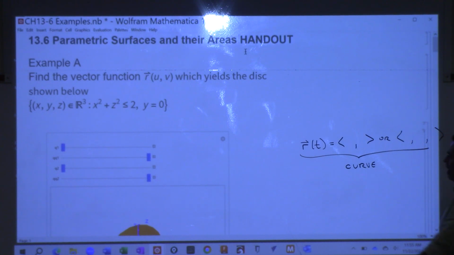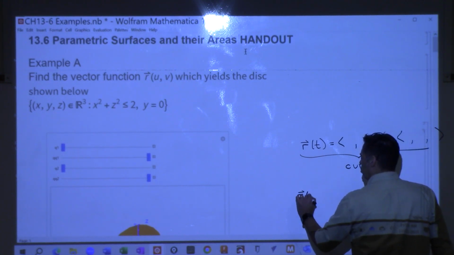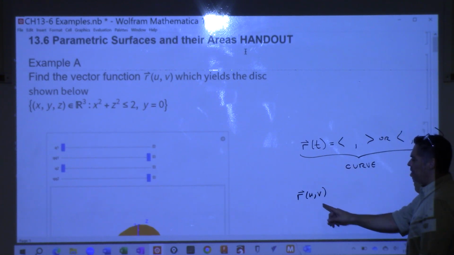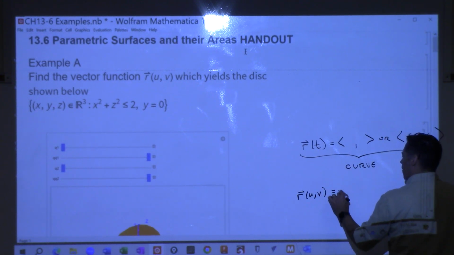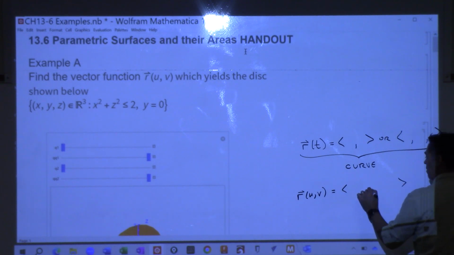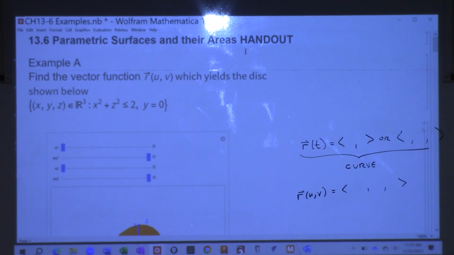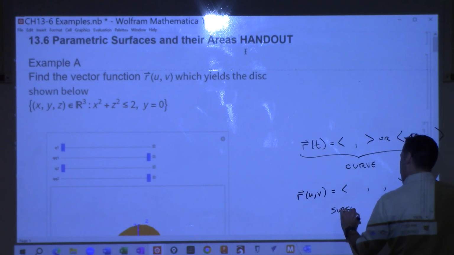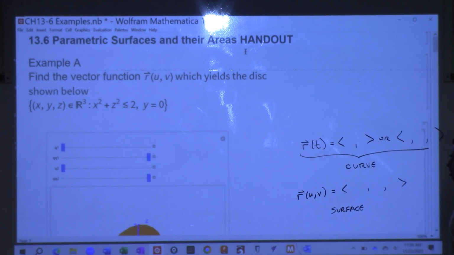You use a vector function of one variable. What we'd like to do now is take a vector function and plug two inputs into it. Instead of t, we're going to plug in u and v, and it's going to spit out a three-dimensional vector only, all right? A three-dimensional vector only. And this is going to draw a surface. Okay, this will draw us a surface.